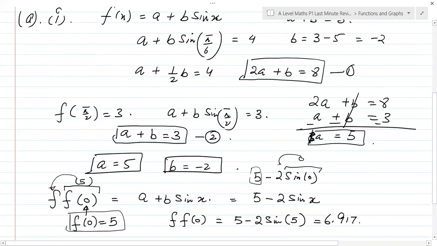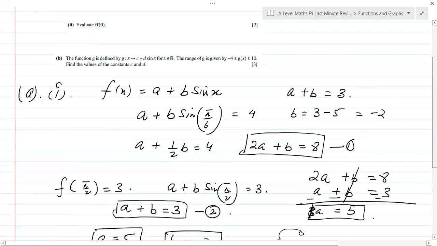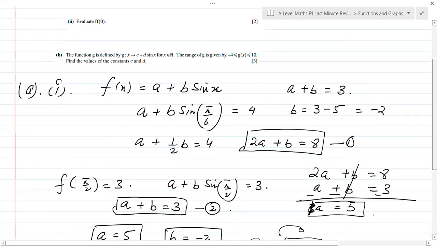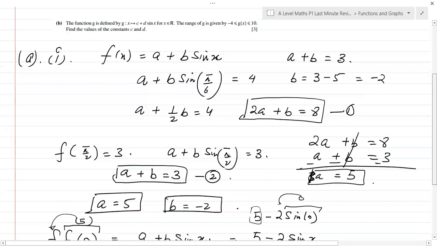6.917, and that would give you approximately 6.92, 3 significant figures. So that is how you evaluate f of f0. Now the last one, the function g is defined by c plus d sine x, and the range is given from -4 to 10.